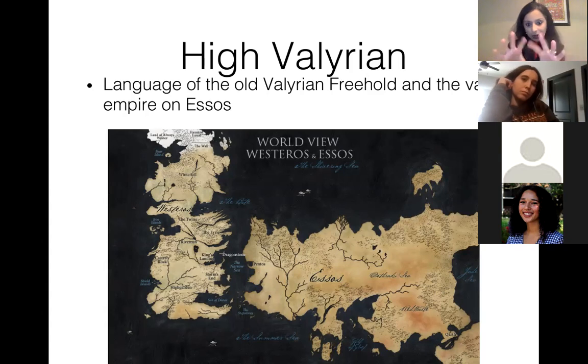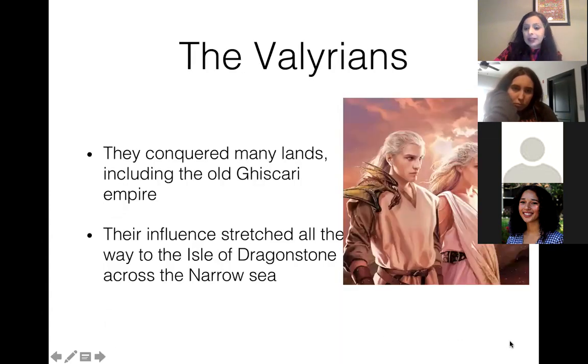This is how a map of the Valyrian place or map of that particular area looks like. And so the Old Valyrian freehold spoke what is known as the High Valyrian. This is a photograph of the Valyrians.